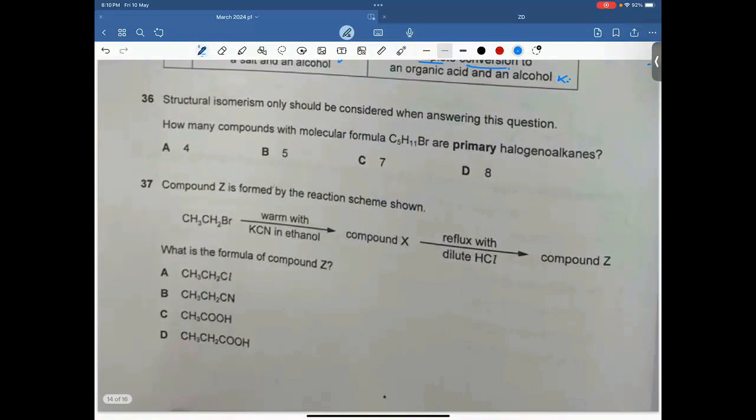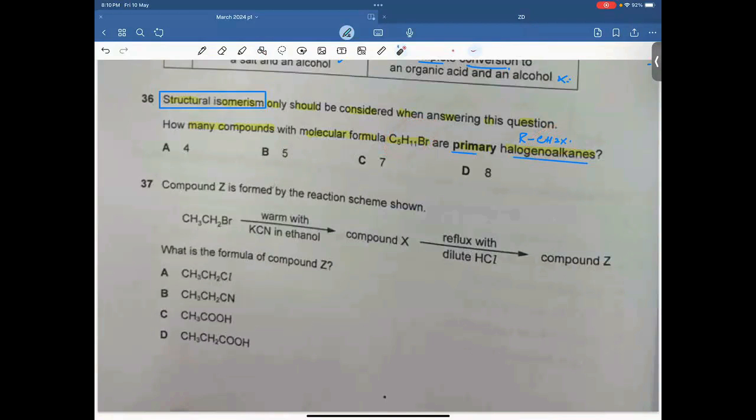Question number 36. The structural isomerism only should be considered when answering this question. The structural isomerism includes chain isomerism, position isomerism, and functional isomerism, all right? How many compounds with molecular formula C5H11Br are primary halogenoalkanes? The examiner is looking for the primary alkyl halide, and primary alkyl halides are those which contain the RCH2X group. So the examiner is looking for this group, all right? And we have the formula.